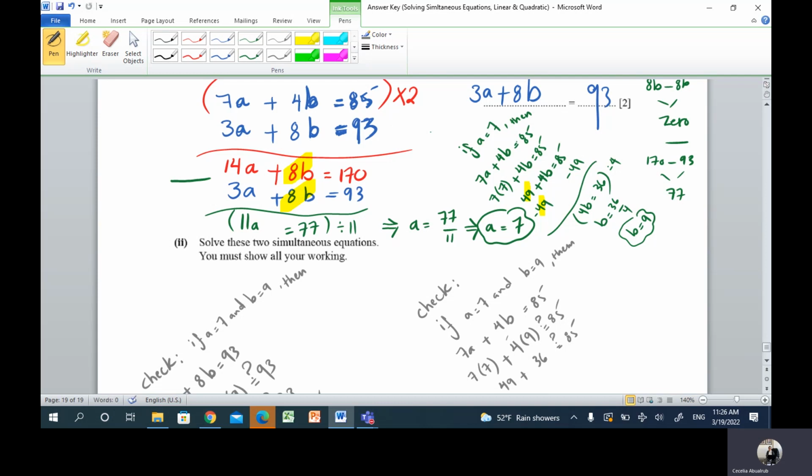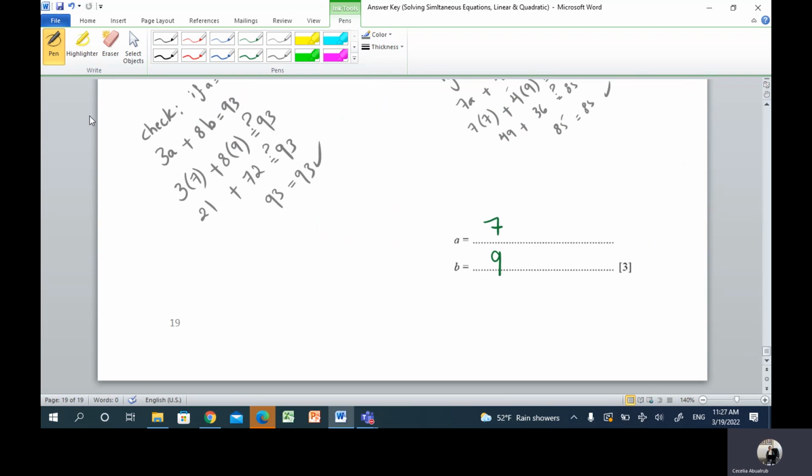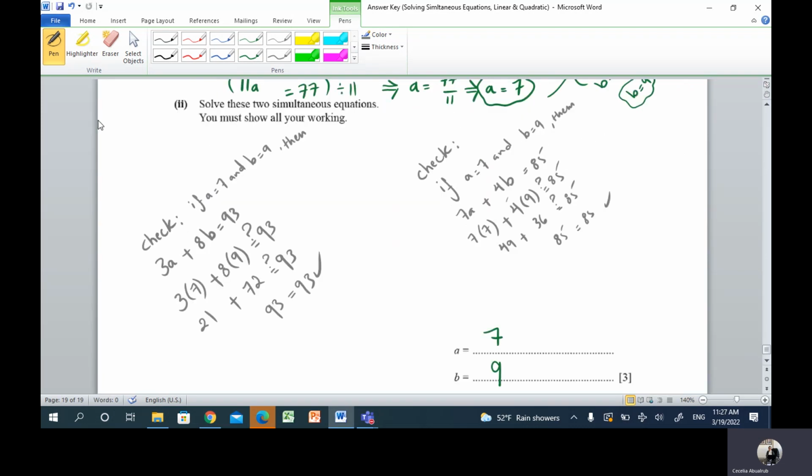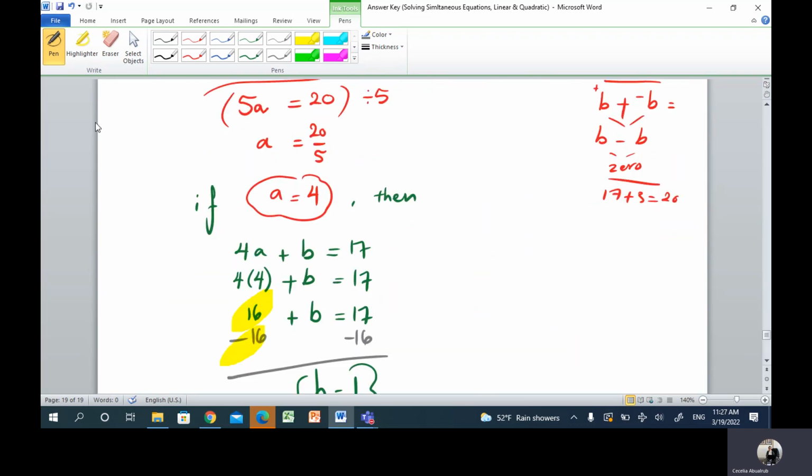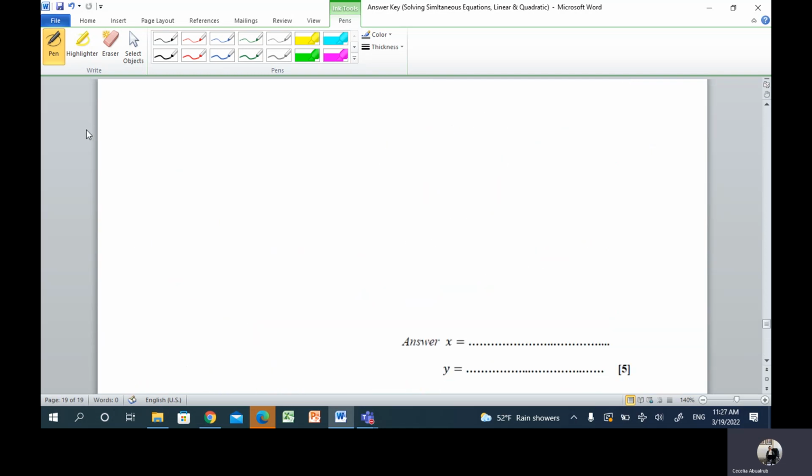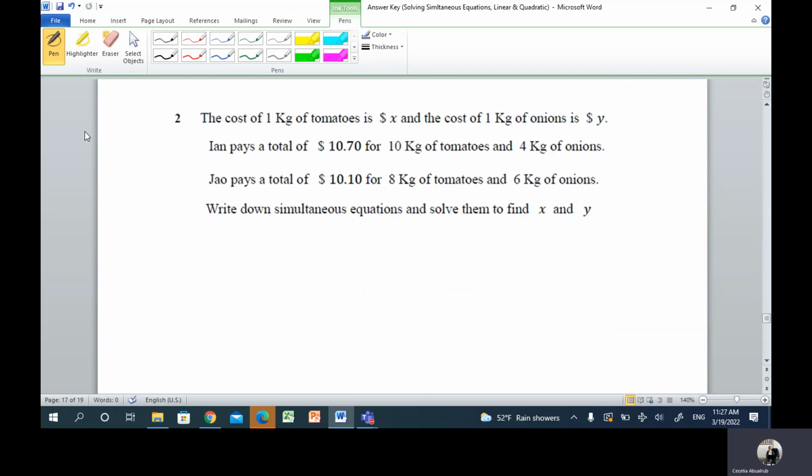So 49 plus 36 is actually equal to 85. So the left is equal to the right, which means that the values of A and B that we found are correct. Okay, so this is the word problem. I'm going to do the second one because this would be the only word problem that is left in this worksheet. The cost of 1 kilogram of tomatoes is X.